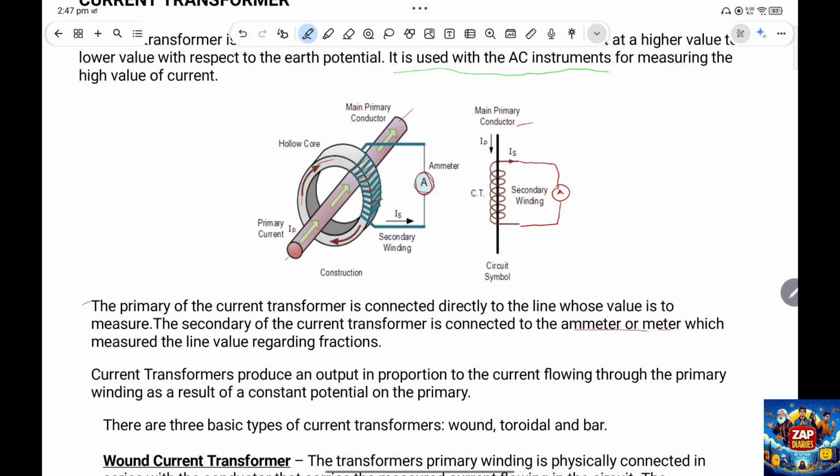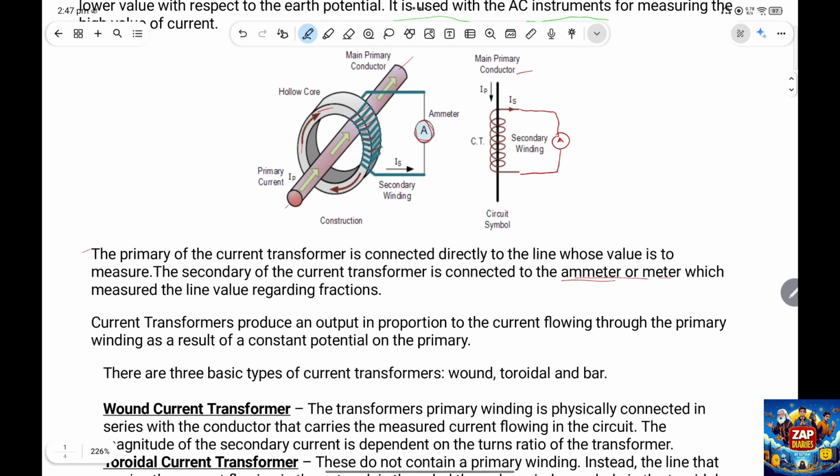Here our meter is an ammeter. Of course, an ammeter measures the current. Nowadays digital meters are there. So we connect an ammeter or a digital meter to measure the current across this line.